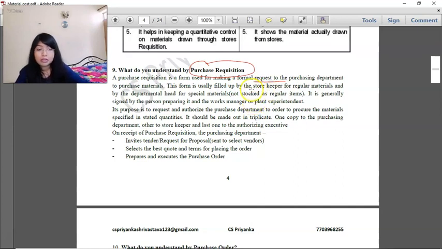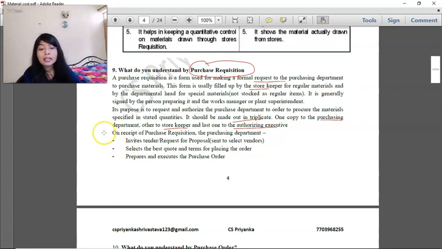The purchase requisition is made by the storekeeper, and it is made in triplicate, that is, in 3 copies. One is sent to the purchasing department, one is retained with the storekeeper, and one is given to the authorizing executive. So any person who is authorized to do such an act will be given a copy of this particular purchase requisition.